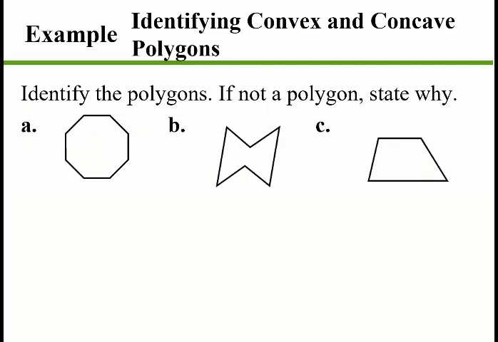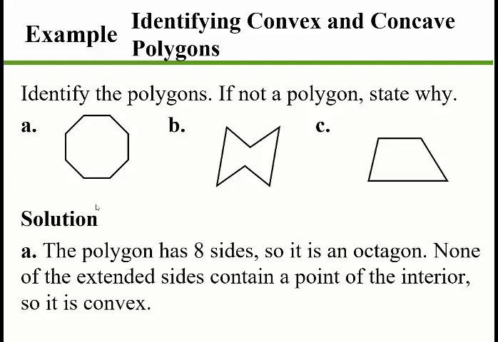All right, so identify the polygons. If it's not a polygon, state why. So this one right here, this one, A, is a polygon. It has eight sides, so it's an octagon. Notice none of the extended sides contain a point on the interior, so there's no side that bunches into it. So this is convex.